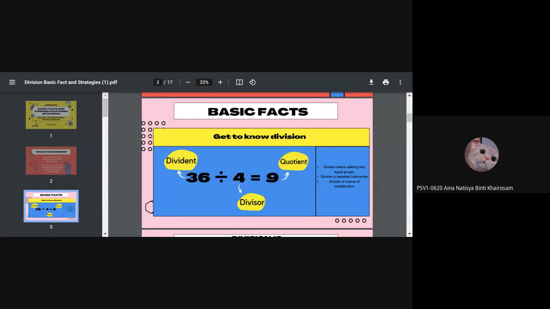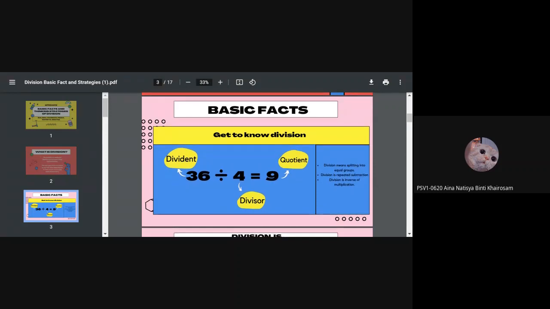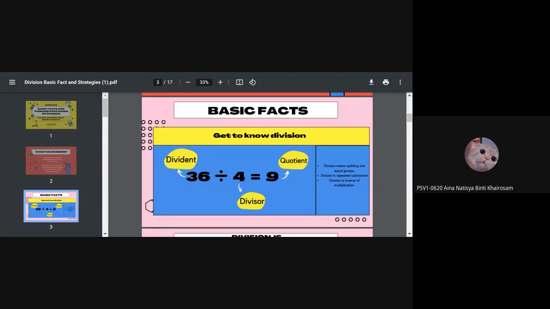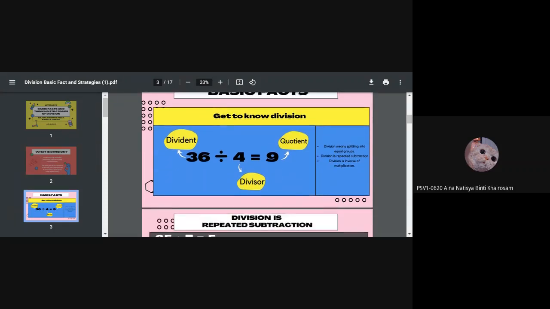Okay, so next we will see some important facts about division. First, division means splitting into equal groups. Second, division is repeated subtraction. And last, division is the inverse of multiplication.